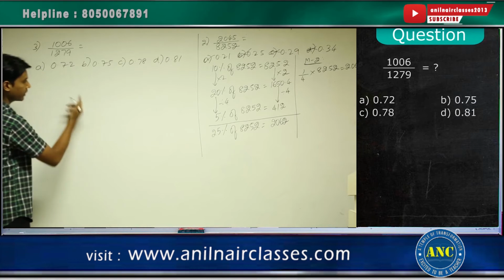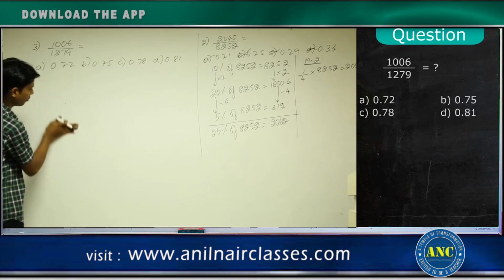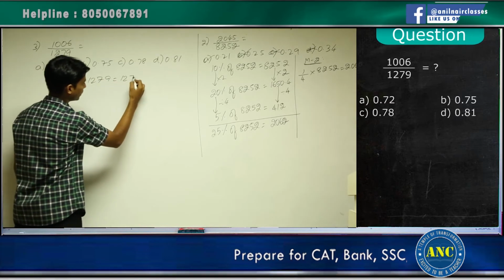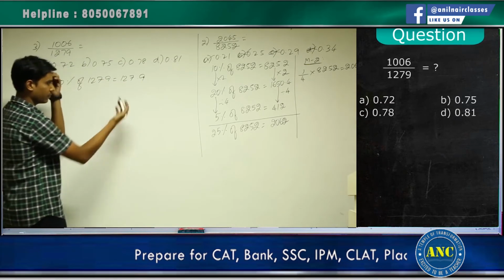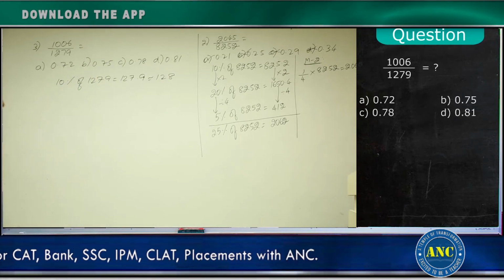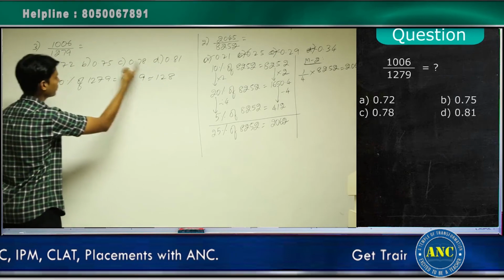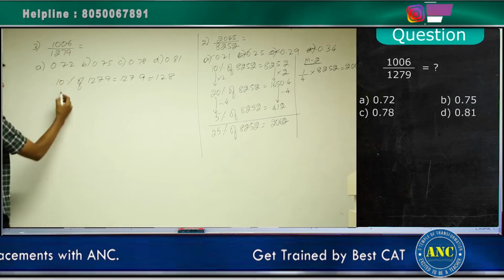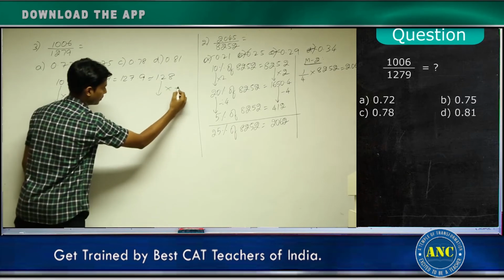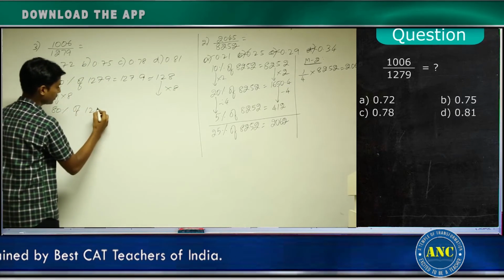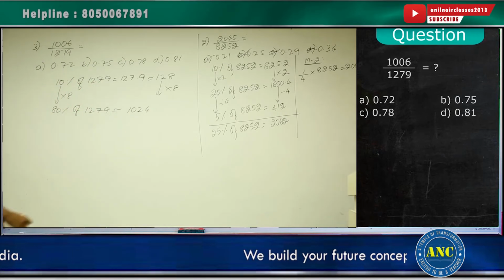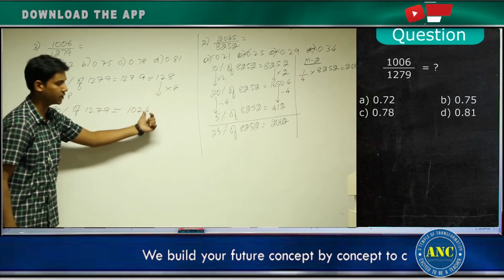Please see here. Suppose I take 1279 as 100%, what will be 10%? 10% of 1279 is 127.9. Since it is 0.9, let me approximate to 128. This is 128. That should become 1006. Multiply by 8, here also multiply by 8. 80% of 1279 is approximately 1024. 128 into 8 is 1024.